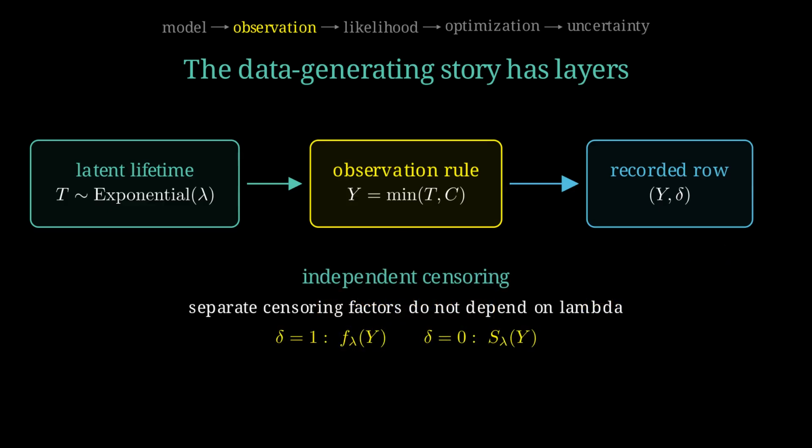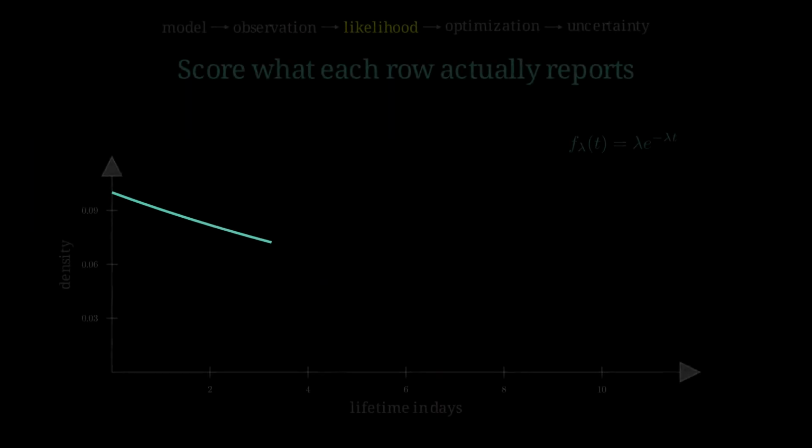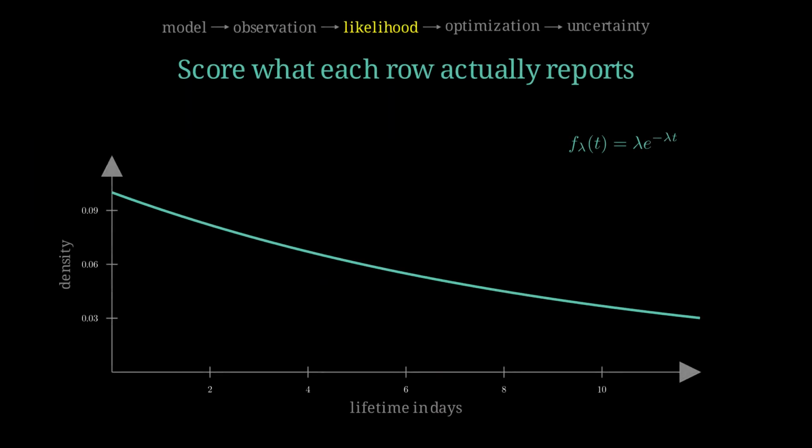With independent random censoring, separate censoring factors can also drop out of the relative likelihood for lambda. But the censoring indicator never becomes optional. It tells us which lifetime contribution each row requires. For an exact failure on day 4, the observation names an event time. Its likelihood contribution is the lifetime density evaluated there. Under this exponential model, that density is lambda times the exponential decay shown on screen.